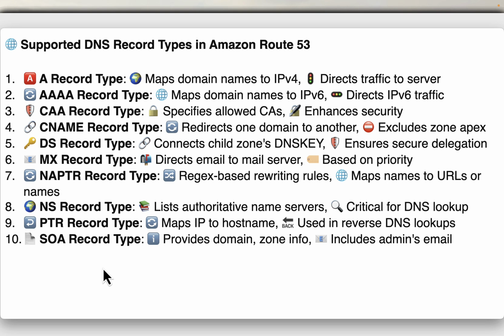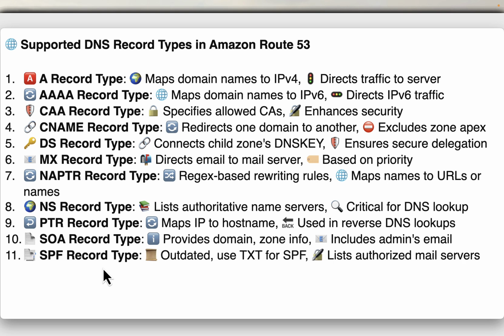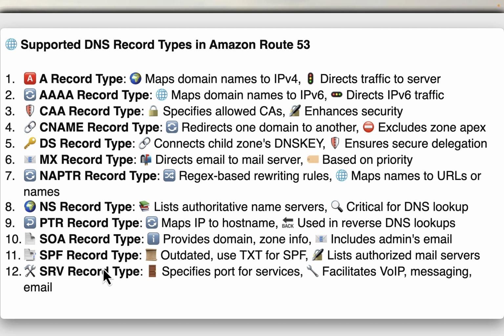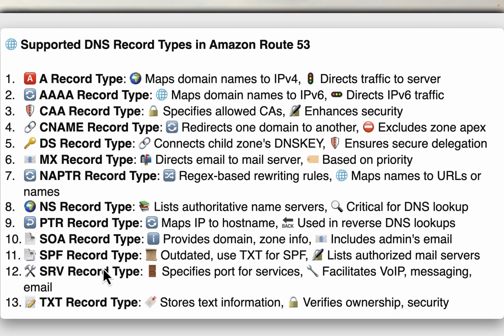10th, SOA record type provides information about a domain and its associated zone, including the primary name server and email of the domain administrator. 11th, SPF record type. This is an outdated record type for listing authorized mail servers. Use TXT records for SPF instead now. 12th, SRV record type specifies a port for specific services, facilitating the use of services like VoIP, instant messaging and email. And last, TXT record type stores text information in DNS, commonly used for verifying domain ownership and implementing email security measures such as SPF and DKIM.